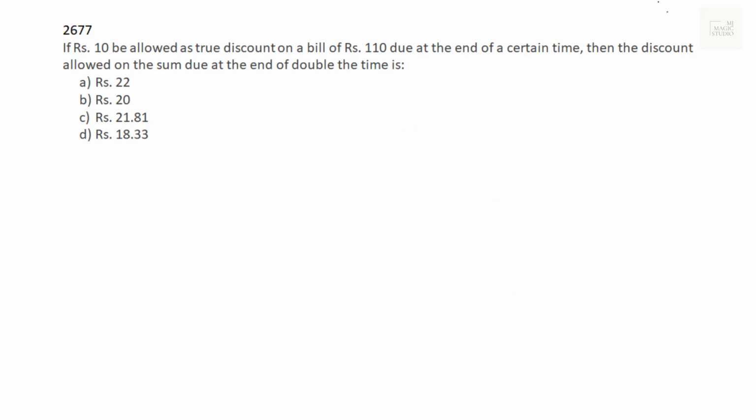Nothing is mentioned in the sum. True discount on a bill is always associated with simple interest. If rupees 10 be allowed as true discount on a bill of 100 due at a certain time, that means the base amount you receive is 110 minus 10, that is 100.